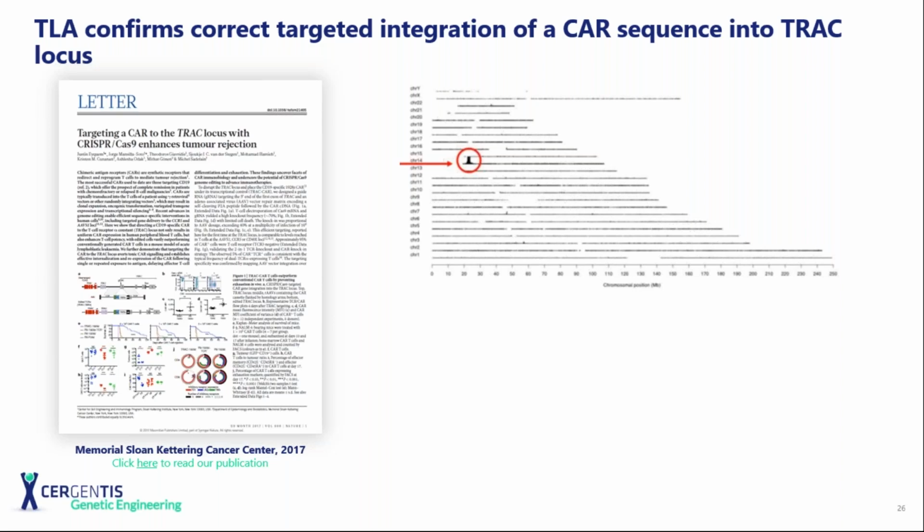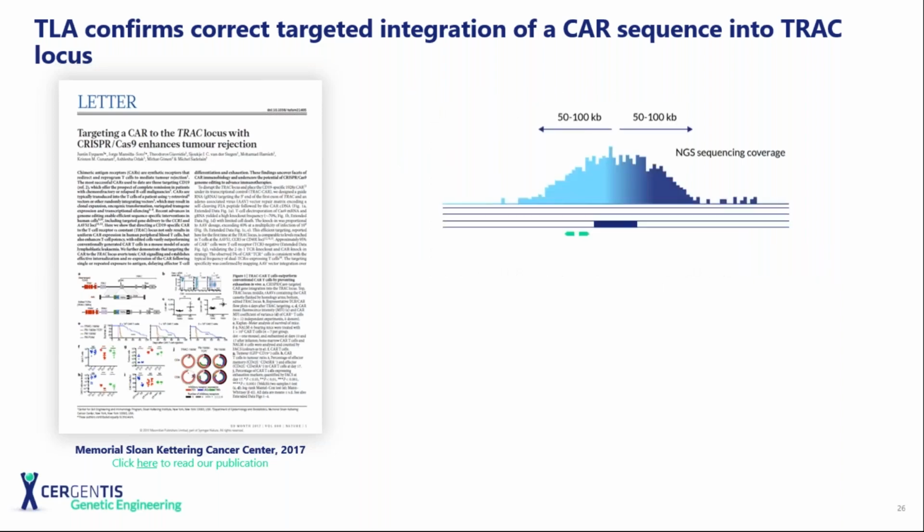targeted into the TRAC locus for expression on the T cells, and TLA was in a first experiment used to identify an integration of the CAR construct in the correct locus at chromosome 14. And in a second step, the researchers wanted to further determine the level of integration of their construct.